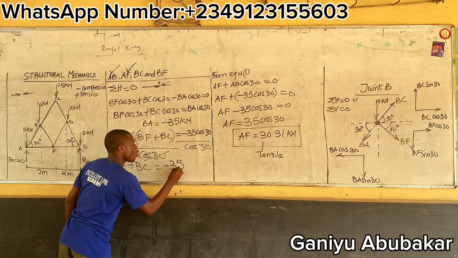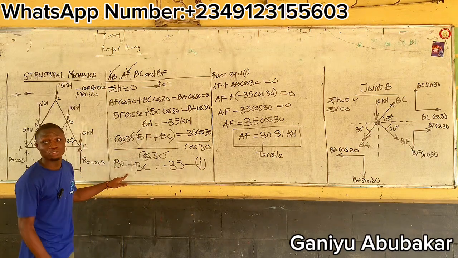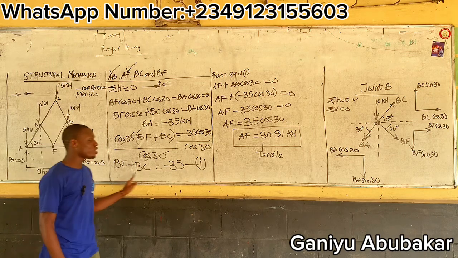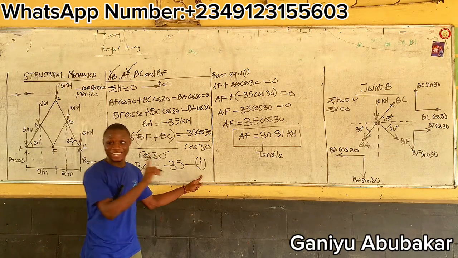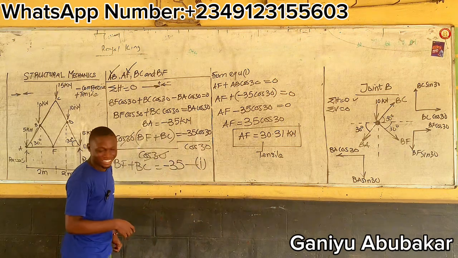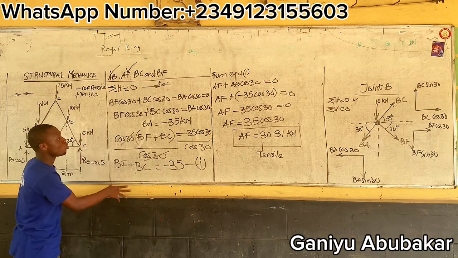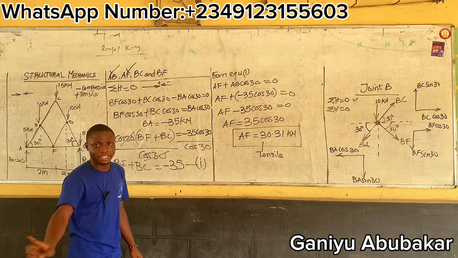30 what? Call this equation 1, which is related to what? Simultaneous. Equation 1. Must be simultaneous, making it simultaneous. So I don't want to dodge it in life. So I'm done with summation H. Let's now do summation V.